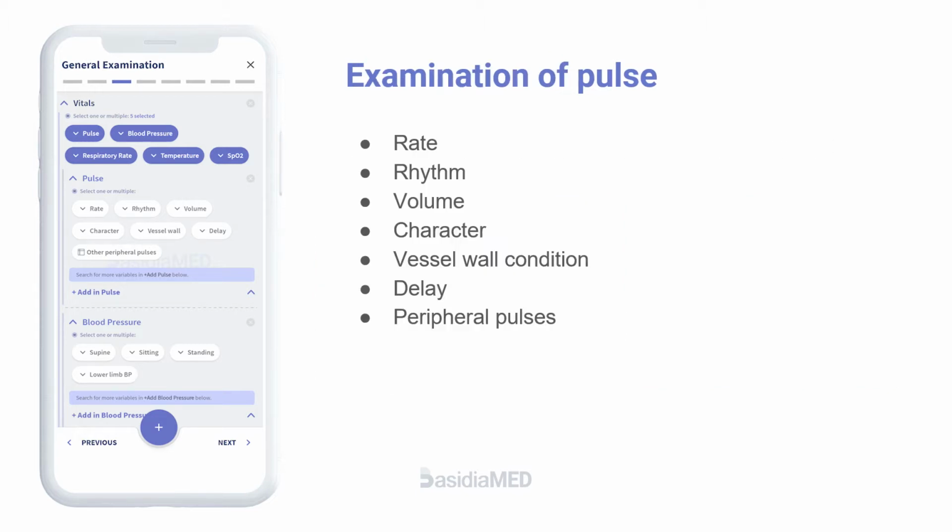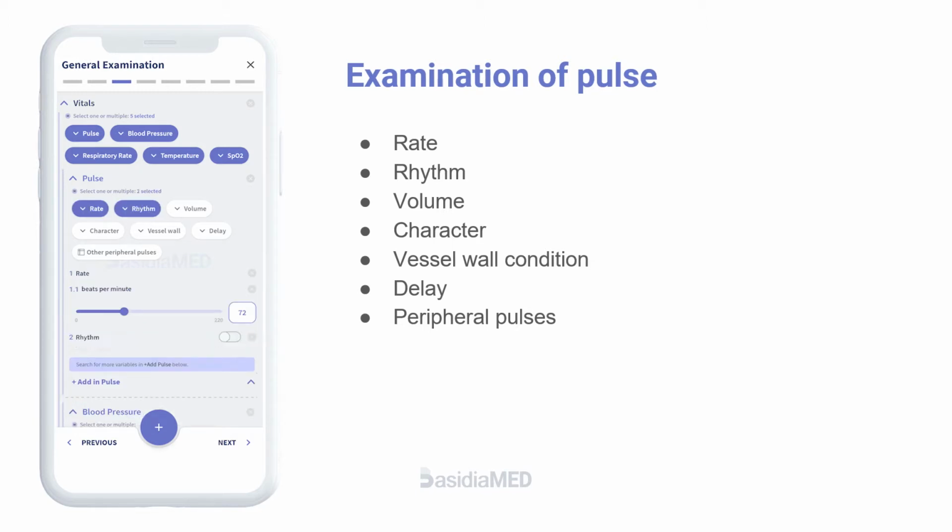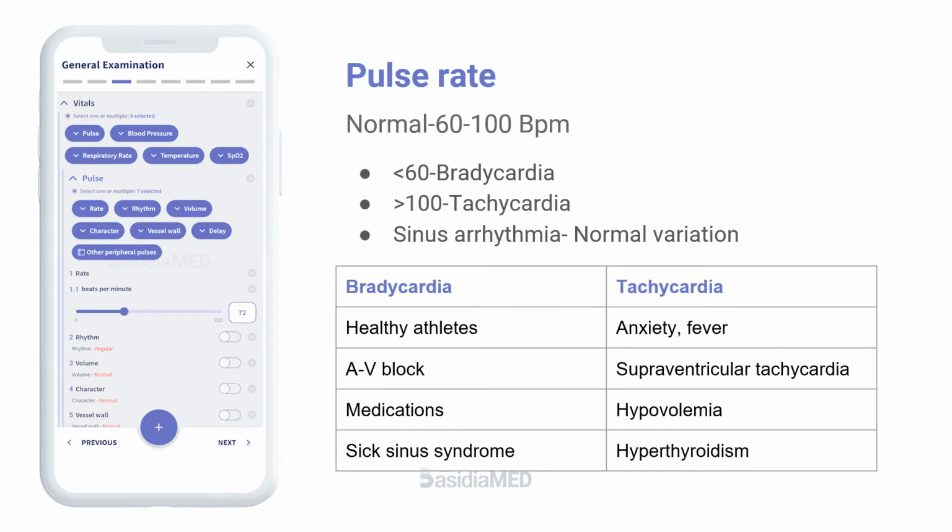Pulse is examined under the following headings: rate, rhythm, volume, character, vessel wall condition, delay, and peripheral pulses. Pulse rate. In normal healthy adults, the pulse rate is between 60 to 100 beats per minute.